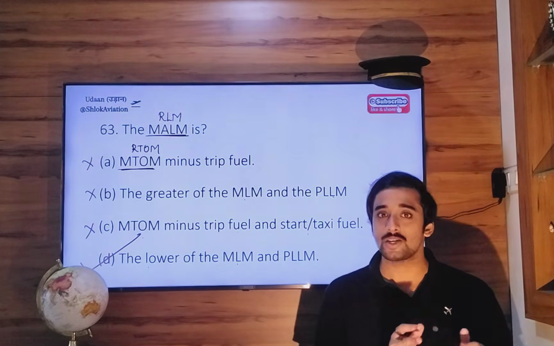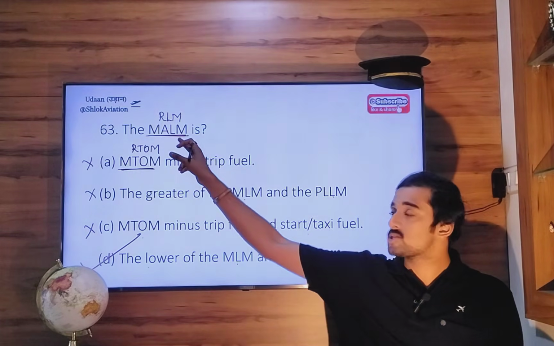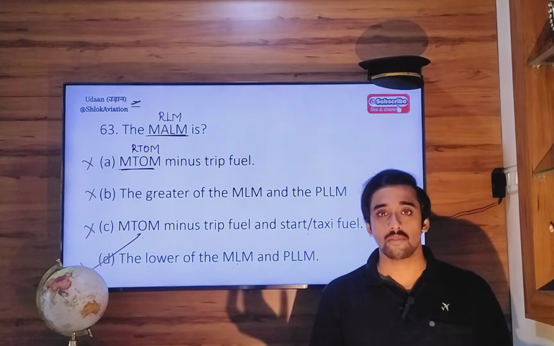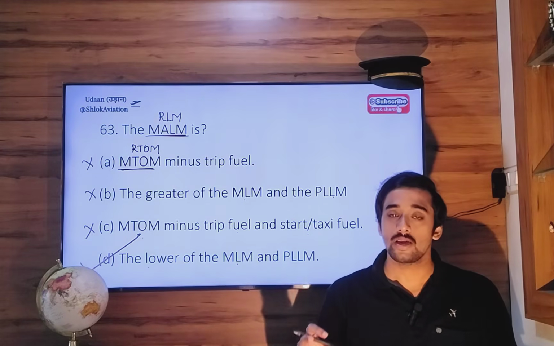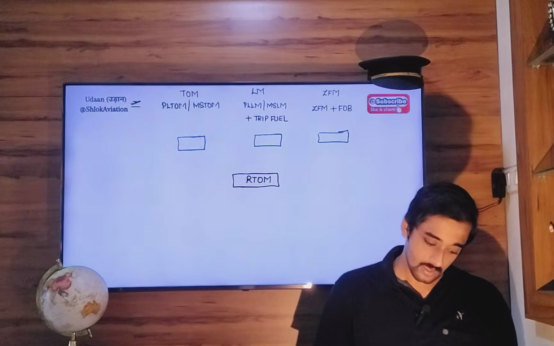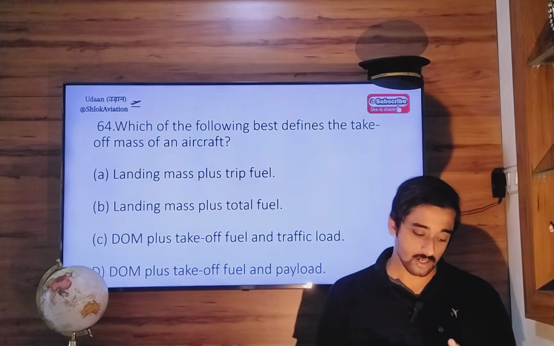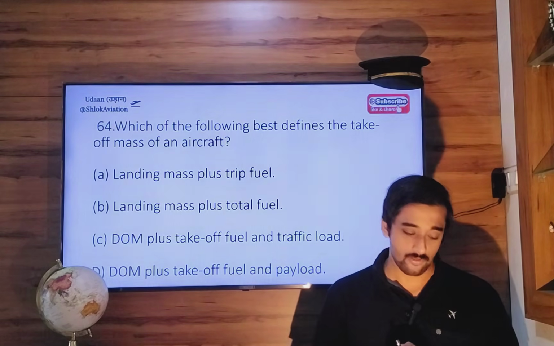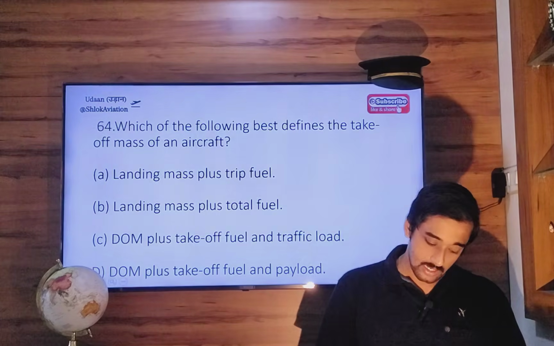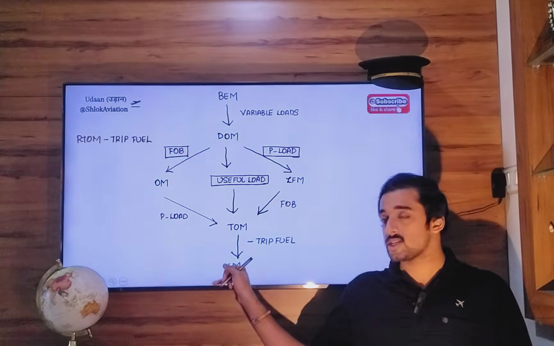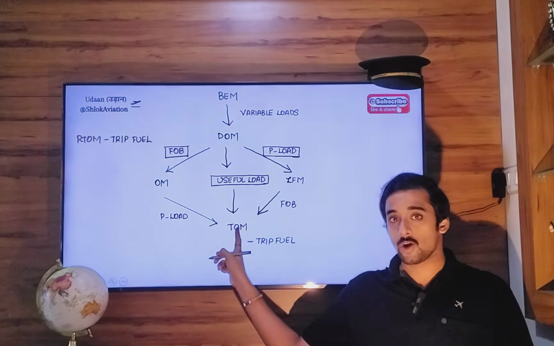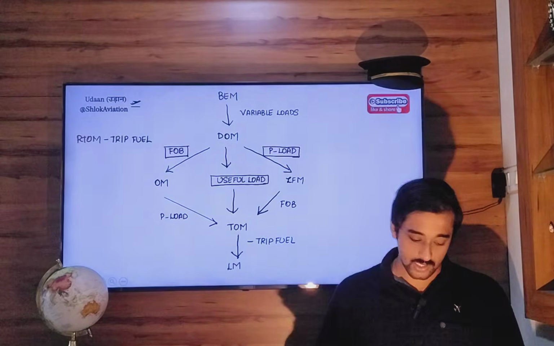So this question is similar to the previous question, only that they have used a different term here, maximum allowable landing mass, which means regulated landing mass, the landing mass which is allowed to land your aircraft with. So that is the meaning. Which of the following best defines the takeoff mass of aircraft? So takeoff mass is nothing but landing mass plus trip fuel. Yes, landing mass plus trip fuel, going in the reverse direction, will give you takeoff mass. Takeoff mass minus trip fuel will give you landing mass.